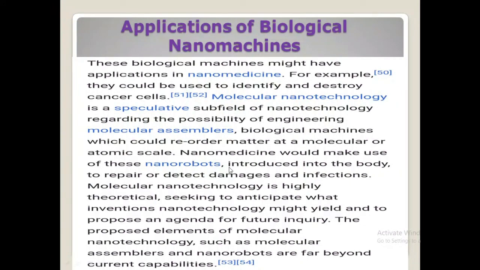Nanomedicine would make use of nanorobots. Nanorobots are formed and used for nanomedicine purposes. These nanorobots are introduced into the body to repair or to detect damage and infections. Molecular nanotechnology is highly theoretical, seeking to anticipate what inventions in nanotechnology might yield and to propose an agenda for future inquiry. The proposed elements of molecular nanotechnology, such as molecular assemblers and nanorobots, are far beyond current capabilities.